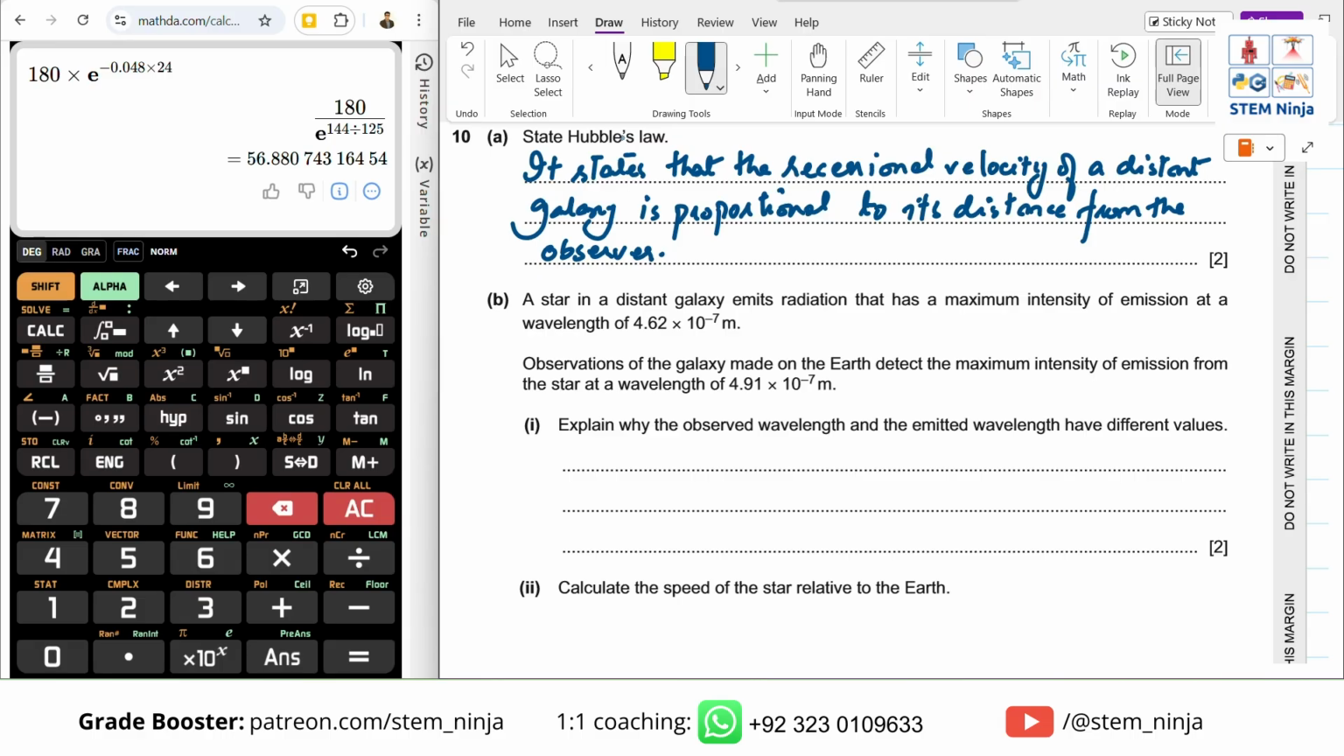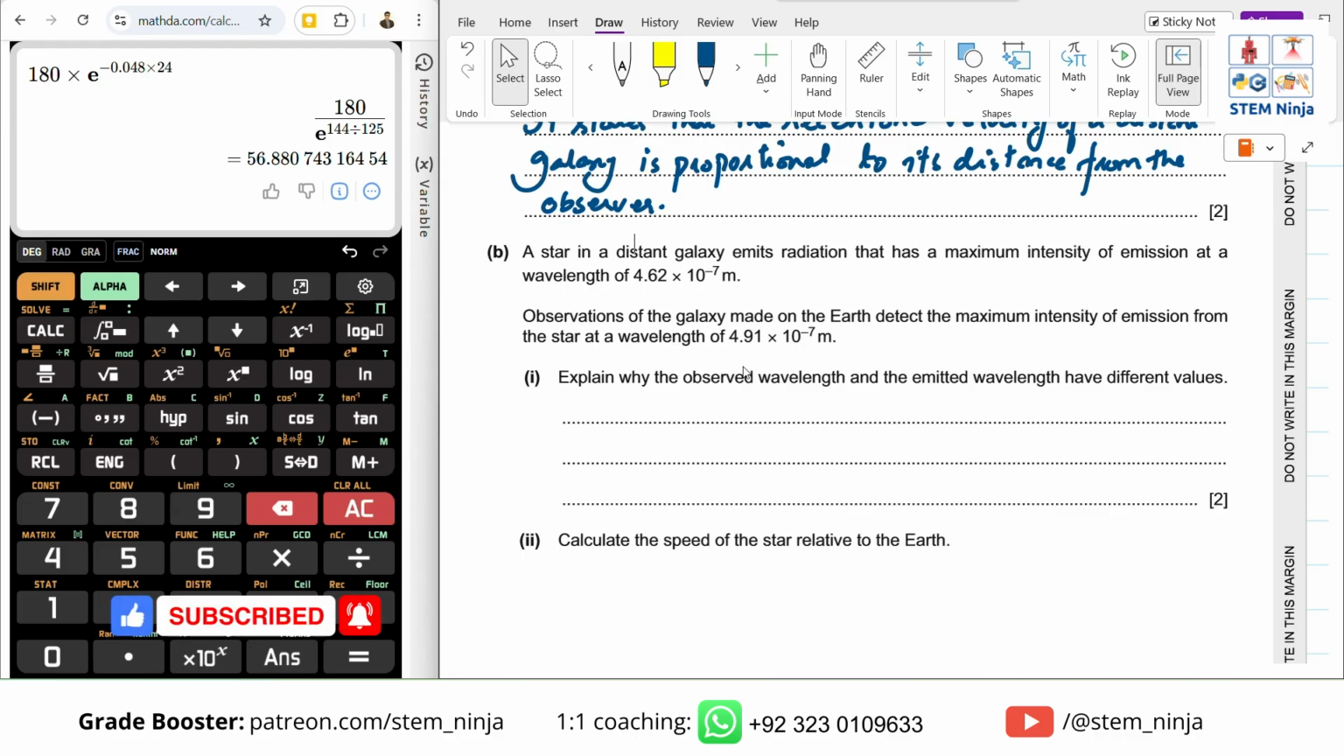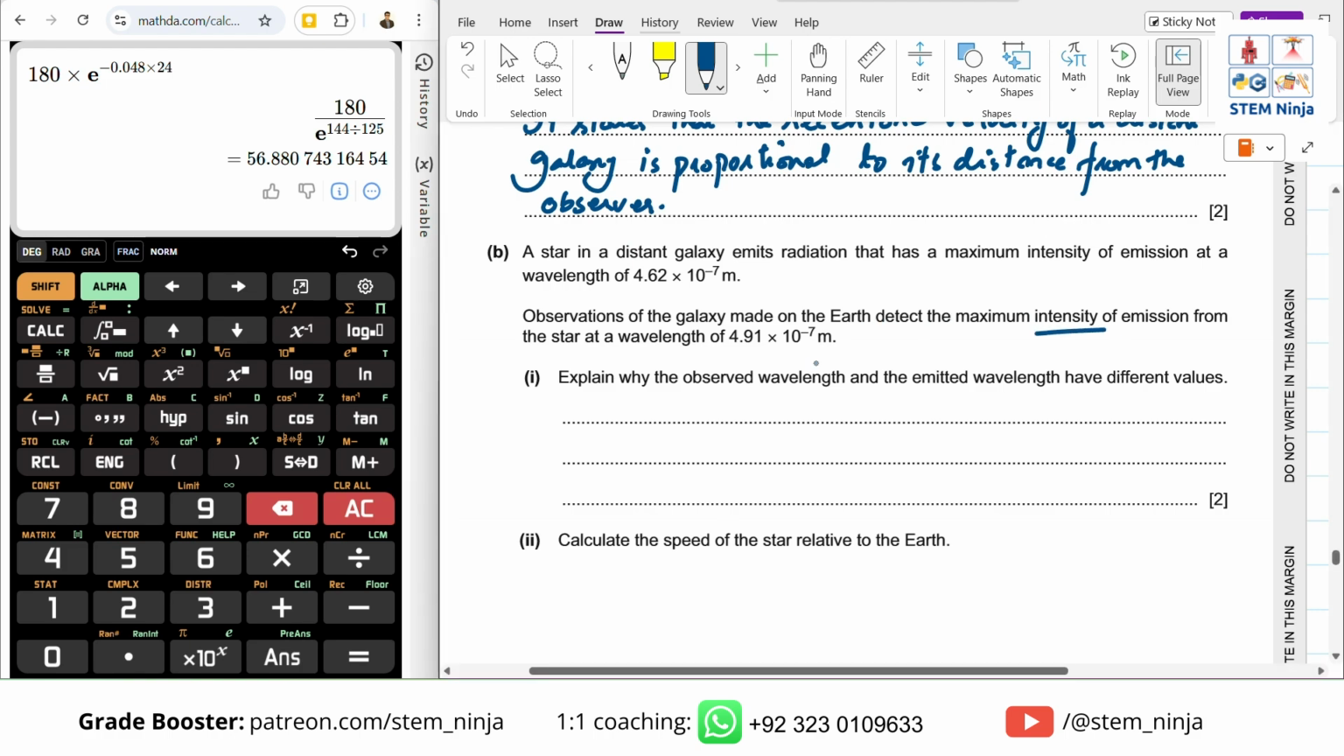Okay, a star in a distant galaxy emits radiation that has maximum intensity of emission at a wavelength of 4.62 × 10^-7. Observations of the galaxy made on Earth detect a maximum intensity of the emission from a star at a wavelength of 4.91. So basically, this is the original and this is the observation made on the Earth.